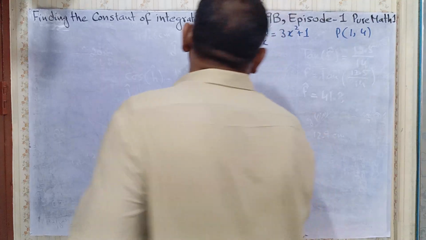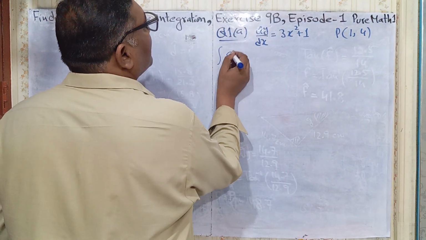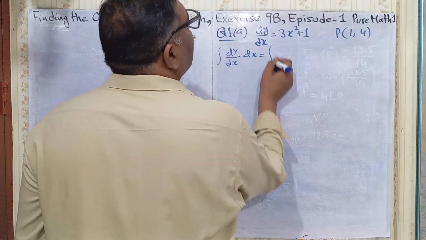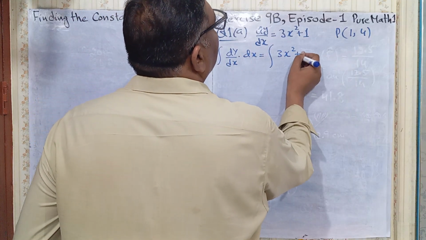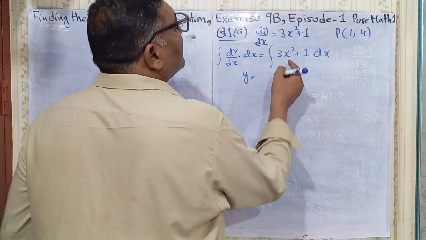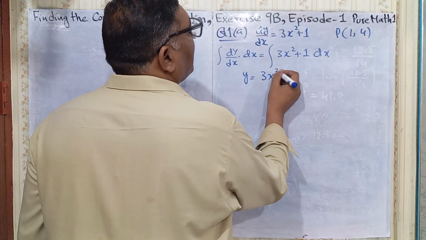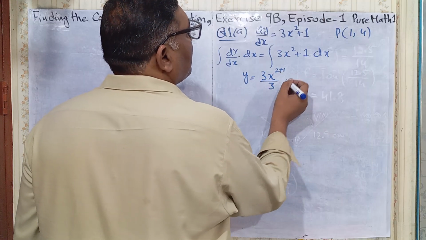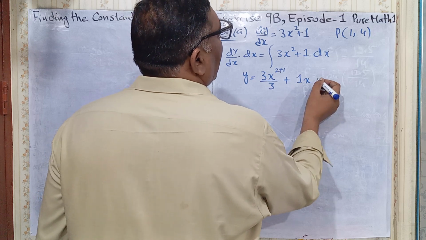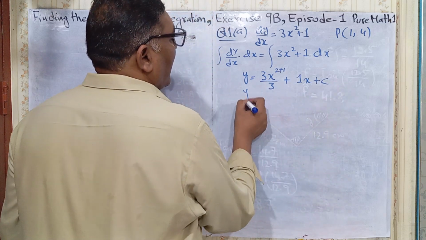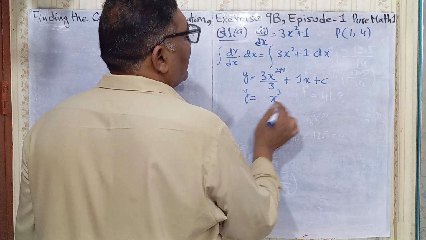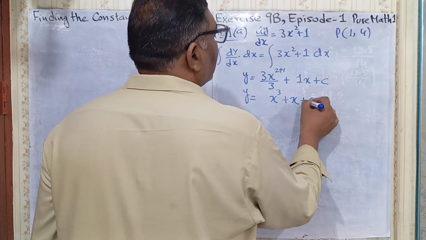First of all, integrate this. So I will take integration on both sides. So the integral of dy by dx dx is equal to the integral of 3x squared plus 1 dx. This becomes y equals 3, the power is increased by 1, you divide by the same power, and the integral of 1 is x, and then plus c. So y equals 3x cubed over 3, the 3 and 3 cancel, so you have x cubed plus x plus c.